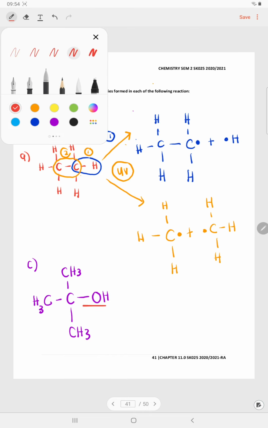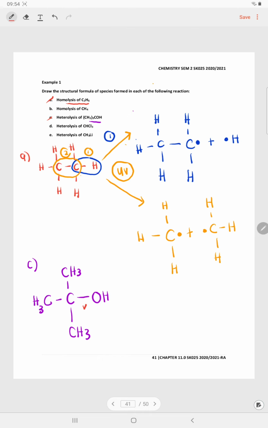So I show the cleavage occurring. The covalent bond occurs for this part. So what happened? Oxygen is more electronegative than carbon, so the two electrons here are directly given to the oxygen atom. So finally, the product can be formed. Carbon does not have enough electrons.